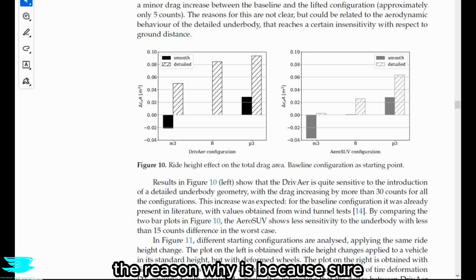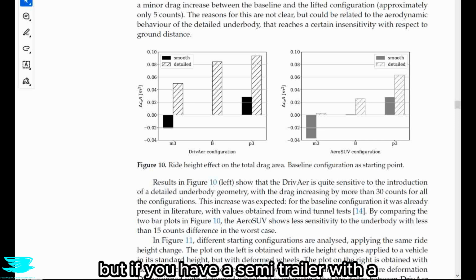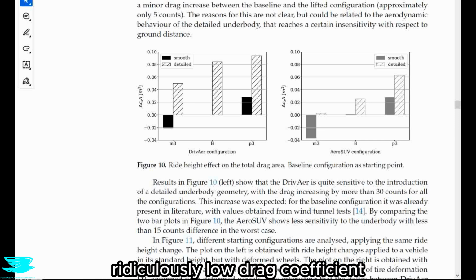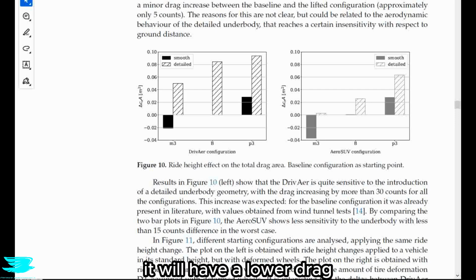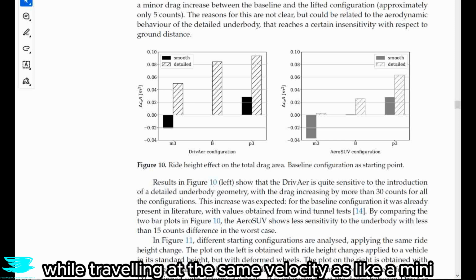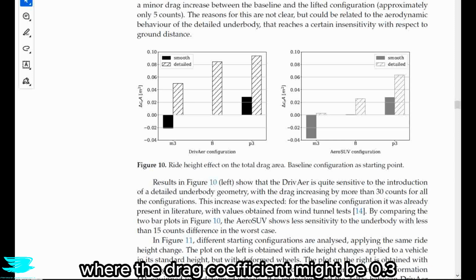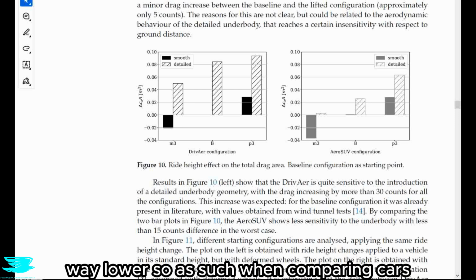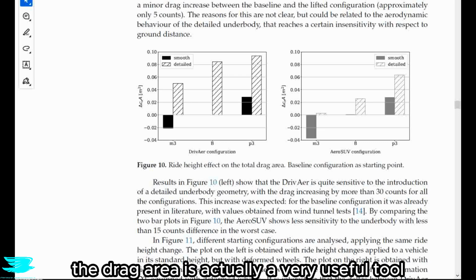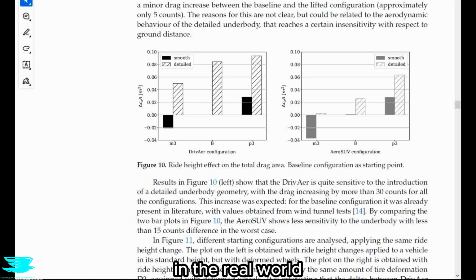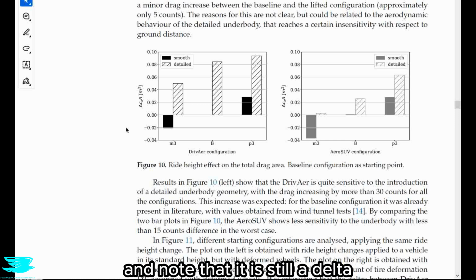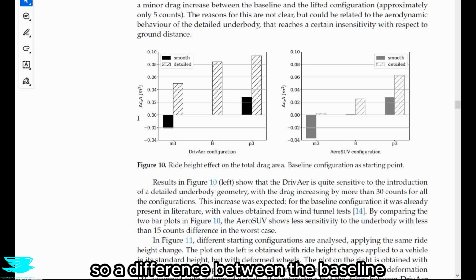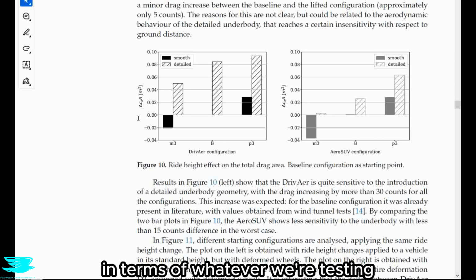The reason why is because, sure, the drag coefficient is super important, but if you have a semi-trailer with a ridiculously low drag coefficient of 0.1, let's say, well, that doesn't necessarily mean that it will have a lower drag while traveling at the same velocity as like a Mini, where the drag coefficient might be 0.3, but the frontal area is way lower. So as such, when comparing cars, the drag area is actually a very useful tool and really normalizes each car against each other in the real world. So that is why the y-axis is in the drag area, and note that it is still a delta, so a difference between the baseline and what we're seeing here in terms of whatever we're testing.